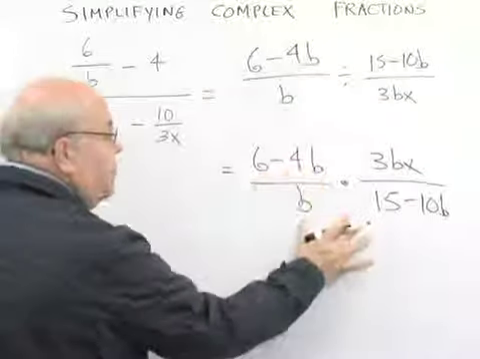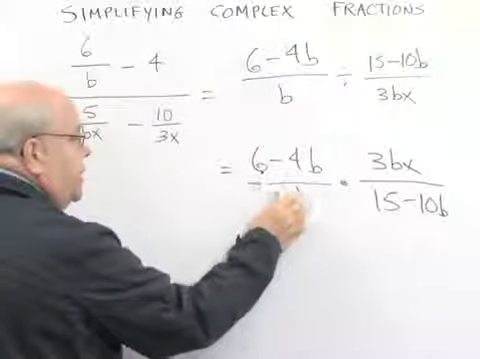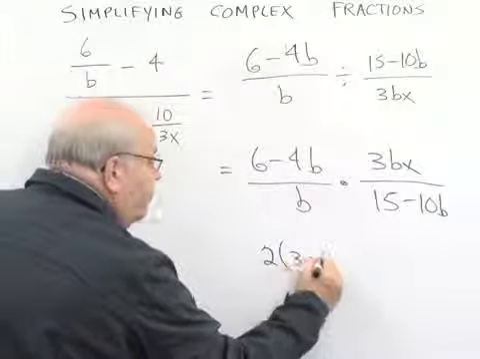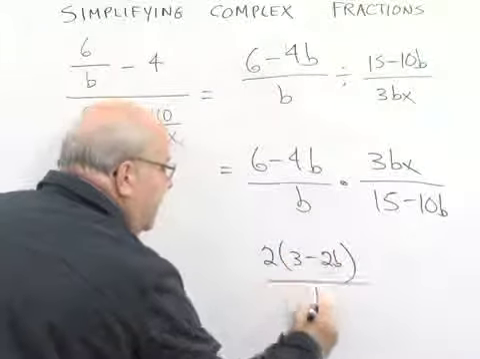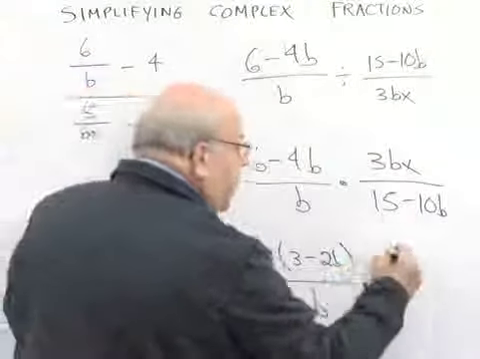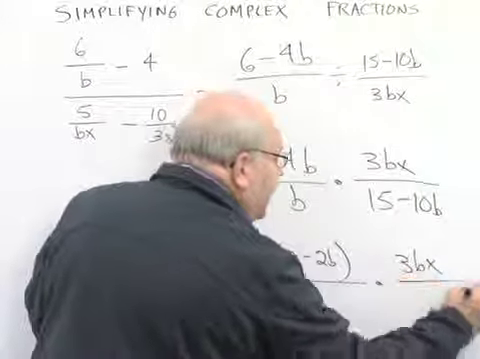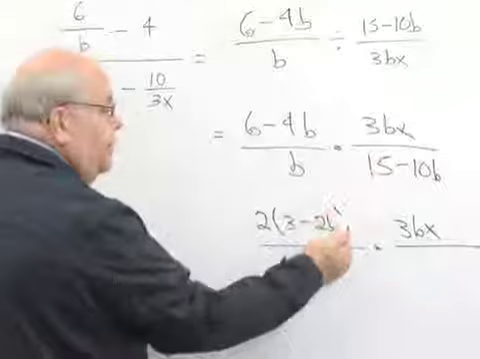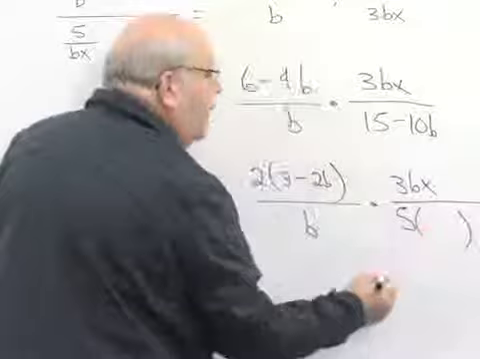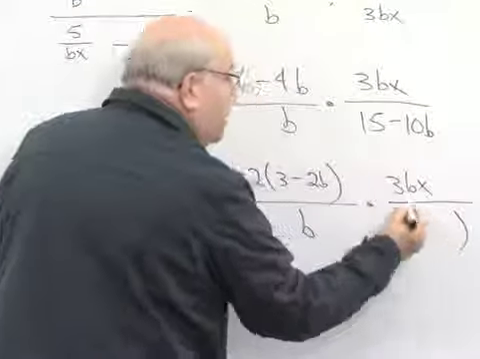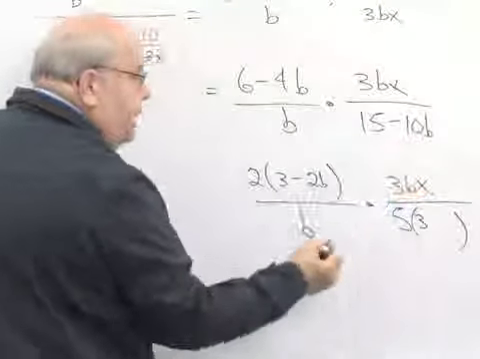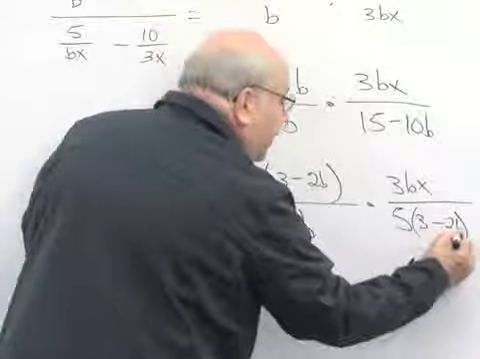Notice that these expressions can be factored. 6 minus 4b can be factored into 2 times 3 minus 2b. The denominator, of course, remains b. In the numerator here, we have 3bx, and the denominator, 15 minus 10b, we observe these two terms have a common factor of 5. If we remove the 5, we have 5 times 3 is 15, and to remove a common factor of 5 from minus 10b, this would give us negative 2b.